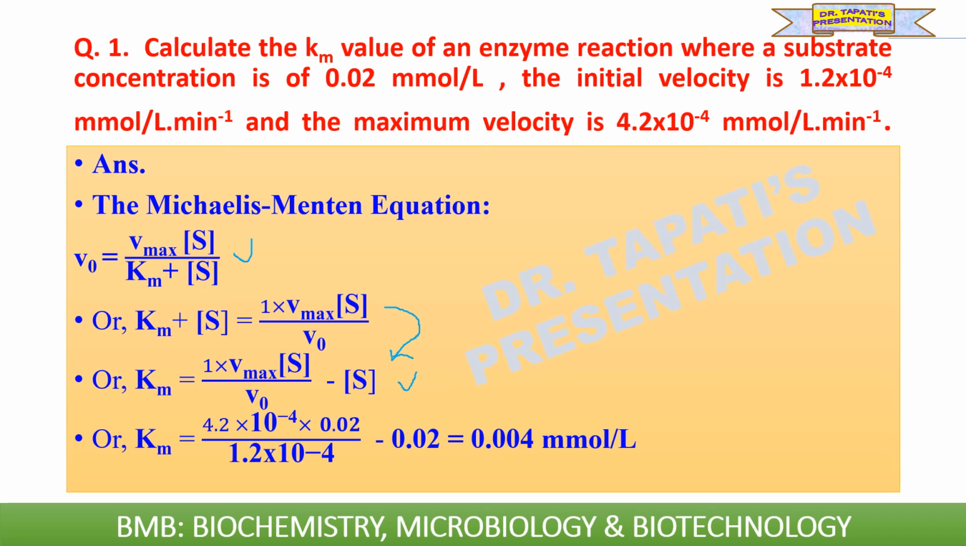Vmax value is 4.2 × 10^-4, into substrate concentration 0.02 millimole per liter, divided by V0. V0 value is 1.2 × 10^-4, minus substrate concentration, that is 0.02. If you solve it, you will find Km value as 0.004 millimole per liter.